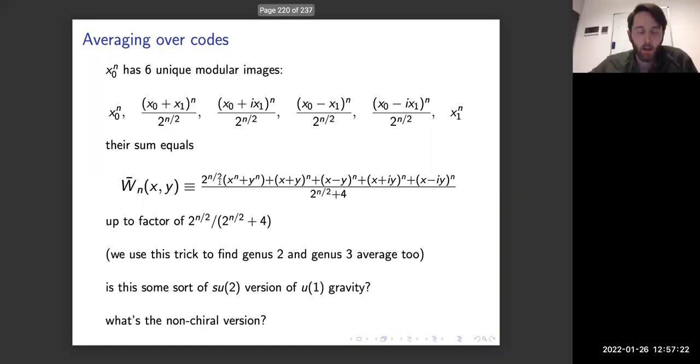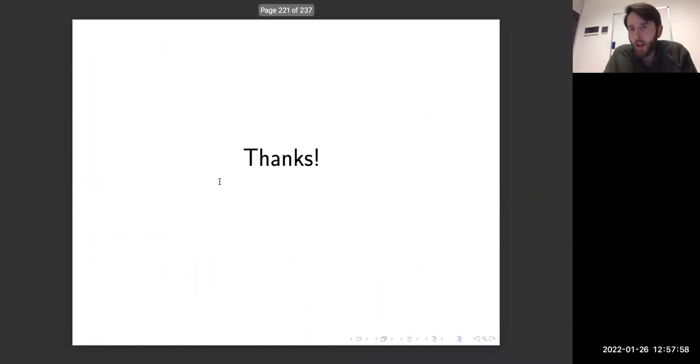So I'm basically done. Our speculation is that this is some SU2 version of the U1 gravity story. We're still trying to understand this, and what it would even take to show that. And the more general question is what's the non-chiral version of the story, or maybe there's even more than one non-chiral version of the story. So that's something that Johan and I are excited about exploring more in the future. And okay, I think I'll end there. So thanks for listening, and if there are any questions, feel free.